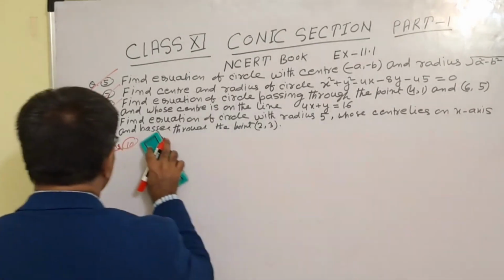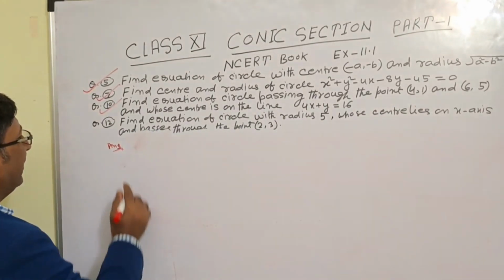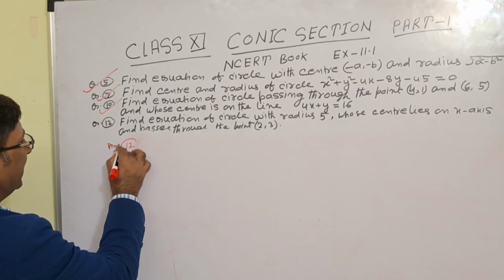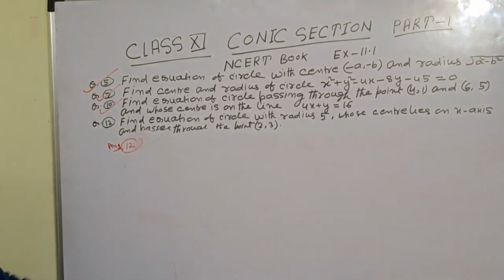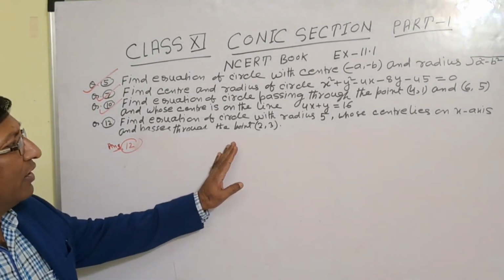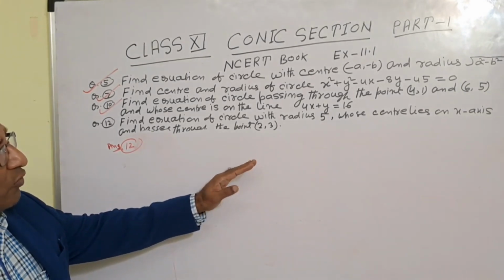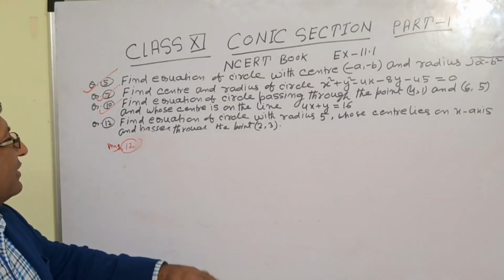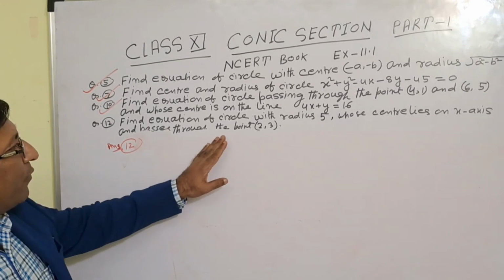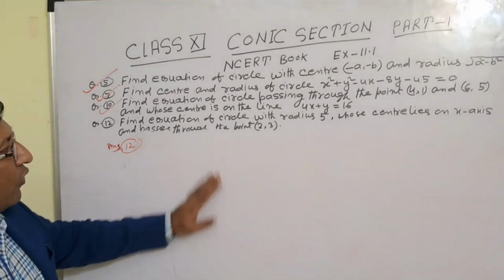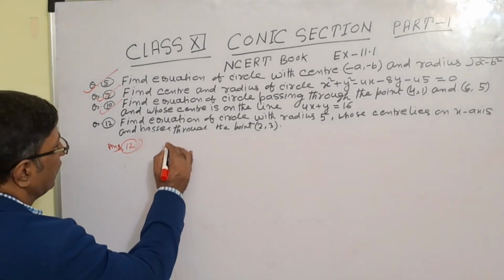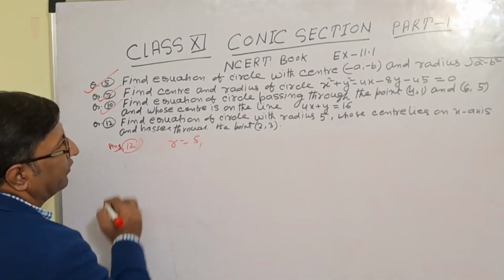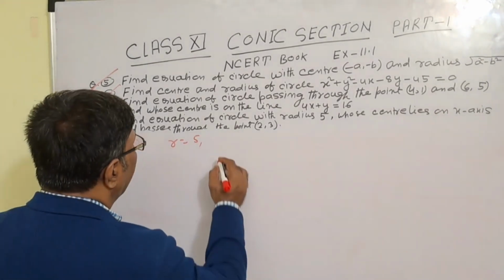So this 12th question is also very important, and I will solve it in the most basic way. Find the equation of circle with radius 5 and whose center lies on the x-axis and passes through the point (2, 3). So here the radius of circle is given as 5, and the center is on the x-axis.